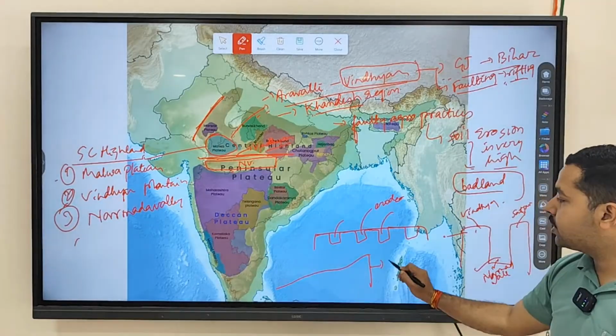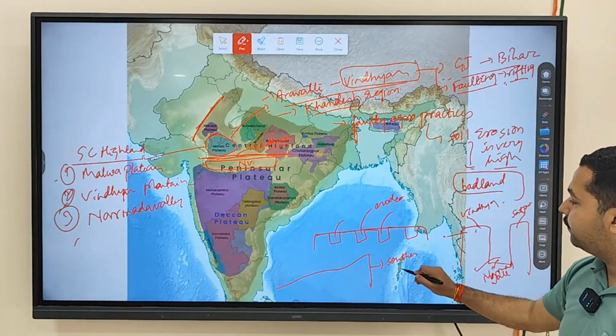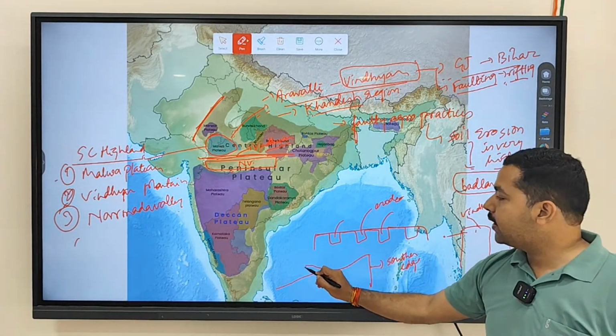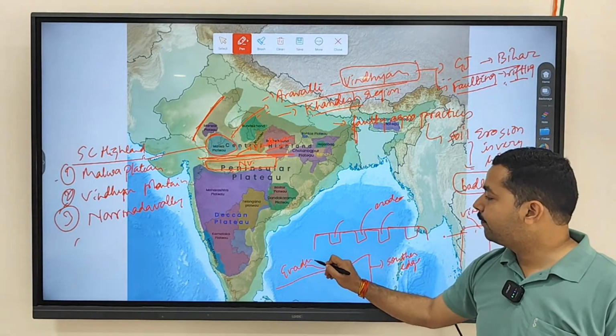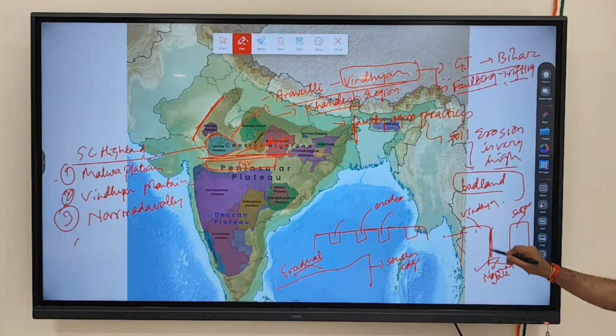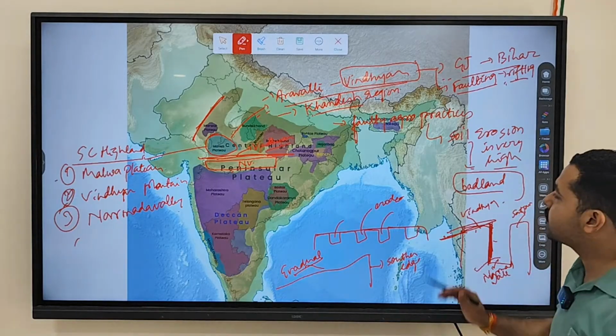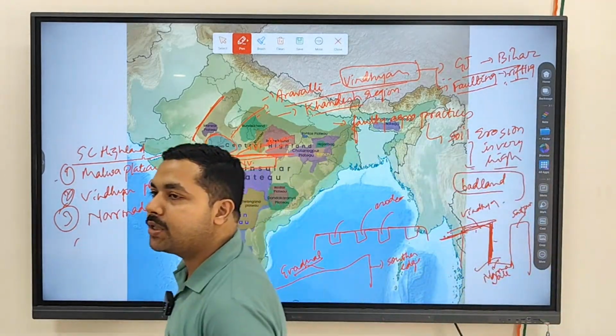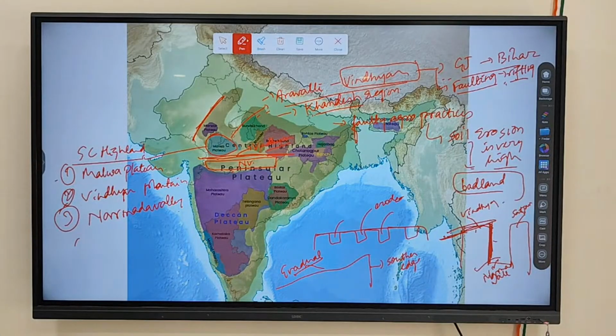So the southern edge is steeper, while the northern edge is gradual in nature. This part is steeper in nature, while this part is gradual in nature. Vindhyan has this type of structure. So the southern edge of Vindhyan is much steeper than the northern edge. Clear?